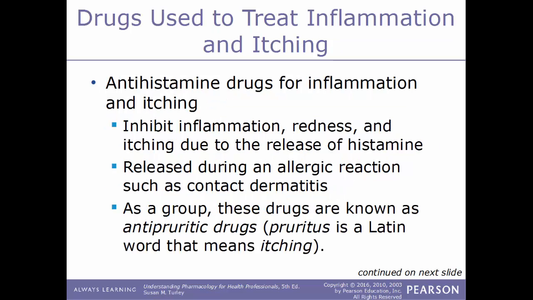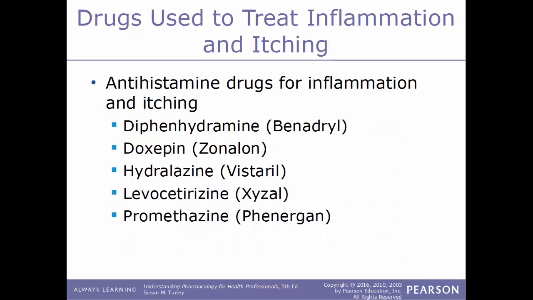Another kind of drug that's used to treat inflammation and itching are antihistamines, and these will inhibit inflammation and the redness and the itching due to the release of histamine. And histamines are released during an allergic reaction, such as contact dermatitis. Now, as a group, these drugs are known as the antipruritic drugs, and the term pruritus is a Latin word that means itching. Some examples of antihistamine drugs that would treat inflammation and itching: diphenhydramine, also known as the very popular brand name Benadryl; doxepin, also known by the trade name Zonalon; hydroxyzine, known by the trade name Vistaril; levocetirizine, known by the brand name of Xyzal; and promethazine, also known by its trade name Phenergan.